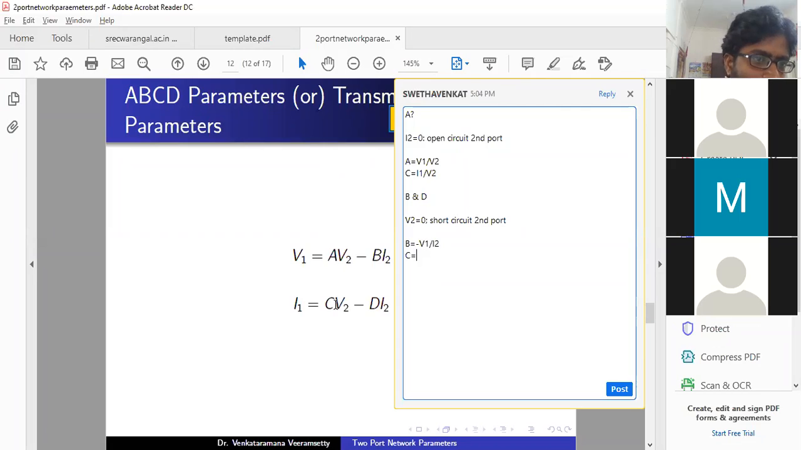Suppose if you have any other conversation, try to mute your screen. That's also possible in Zoom. So try to mute your screen.